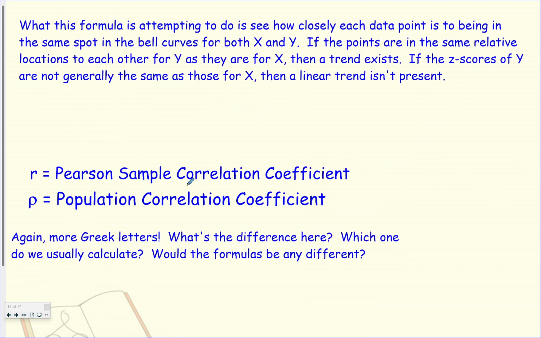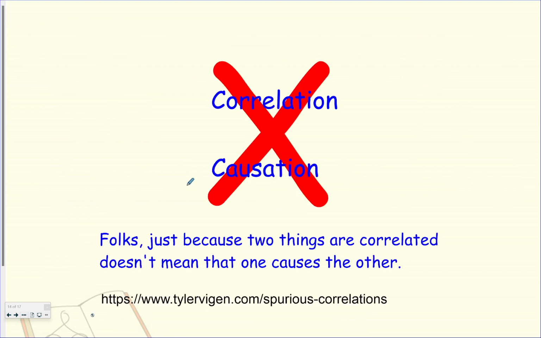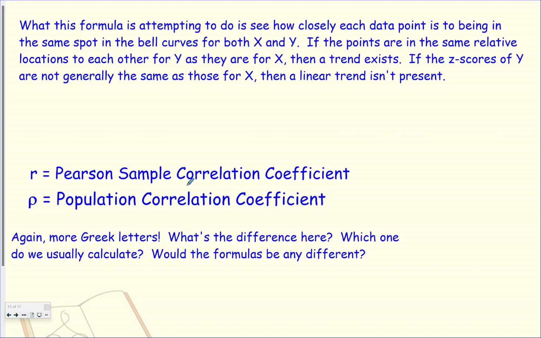And like we said before, we'll skip that for a second. I had another page here. I think I accidentally deleted it. Okay. Essentially, here's what I said. If the points are in the same relative location to each other for y as they are for x, then we have a trend. If the z-scores are not the same for y as they are for x, then a trend isn't present.